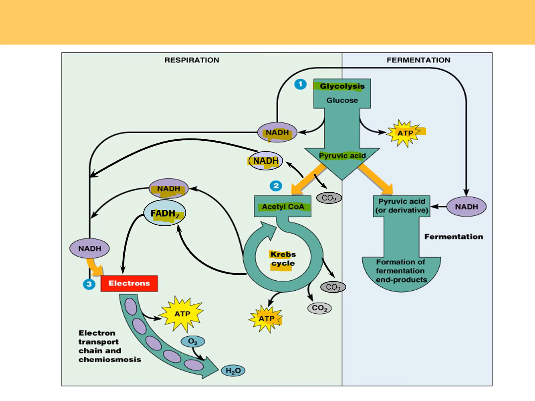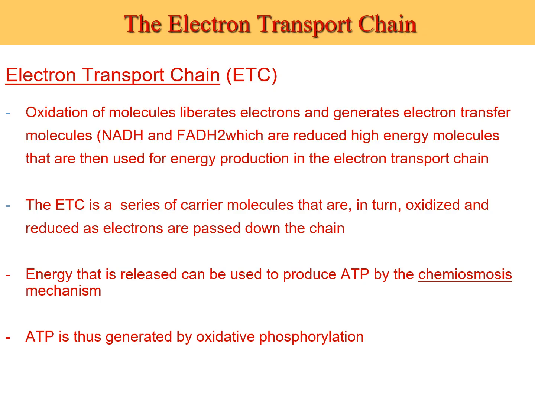All of that, the NADH and the FADH2, goes to and is used in the electron transport chain along with chemiosmosis to produce a lot of ATP. And I know the next slides will be on that process of the electron transport chain.